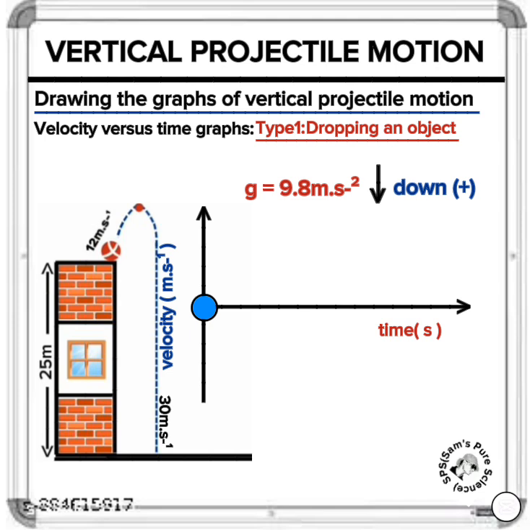Our object is thrown vertically upwards at 12 meters per second. Remember, we have chosen down as positive. If down is positive, up is negative. So the graph is going to start at 12 meters per second, that's negative. Gravitational acceleration is positive. The graph is going to have a positive slope. Let us draw our graph. The velocity at the maximum height is equal to 0 meters per second, so it is going to be here. Remember, the object hits the ground with the velocity of 30 meters per second.